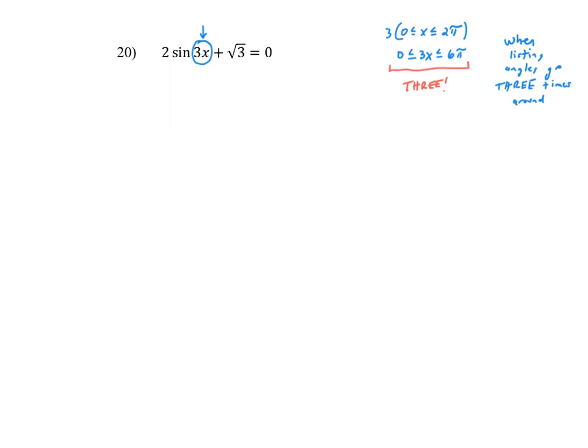Okay, time to isolate our trig function. First, subtract root 3 from both sides. Next, divide both sides of the equation by 2. These 2's cancel. Sine of 3x equals negative root 3 over 2. So now we have to list all the angles, that is, list all the 3x's where the sine value is negative root 3 over 2. We have to go around the unit circle 3 times.